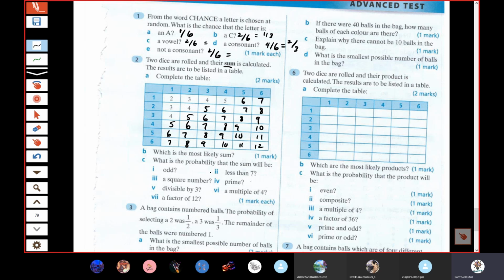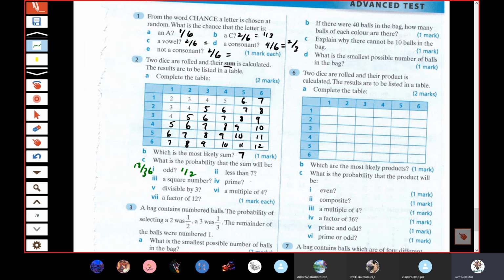Which is the most likely sum? Obviously, it's 7, right? Because 7 occurs the most. What is the probability that the sum will be odd? Well, where are your odd numbers? 1, 2, 3, up to 18 odd numbers. Out of how many numbers altogether? 36. So 18 out of 36, which is obviously a half. So you could have done it 2 ways, just known it or half. I'll write 18 out of 36 here.